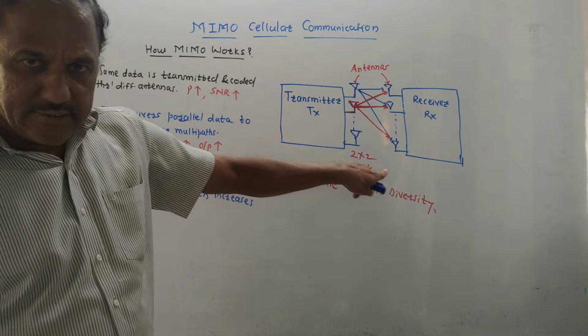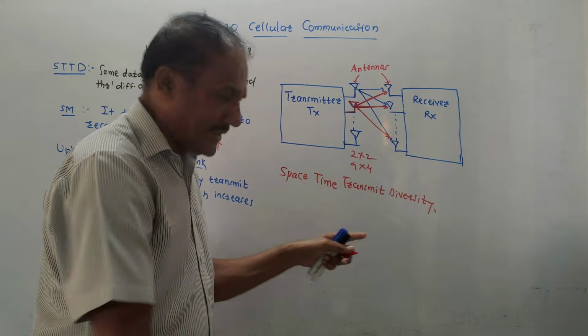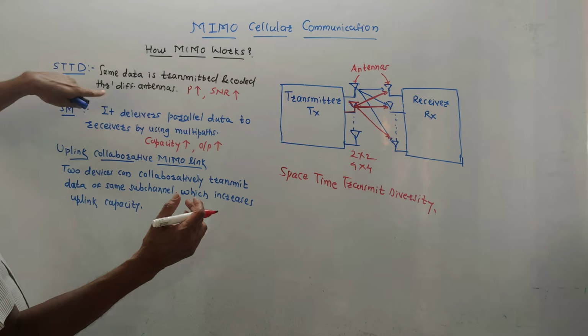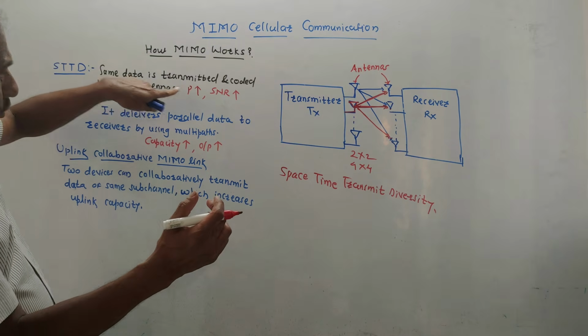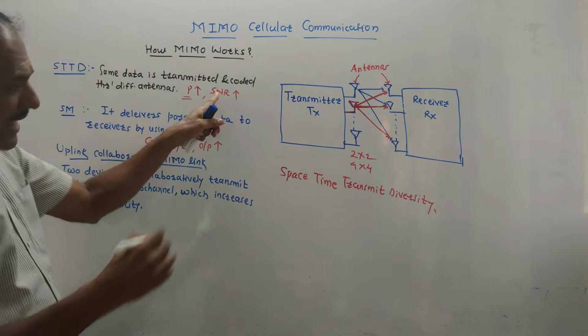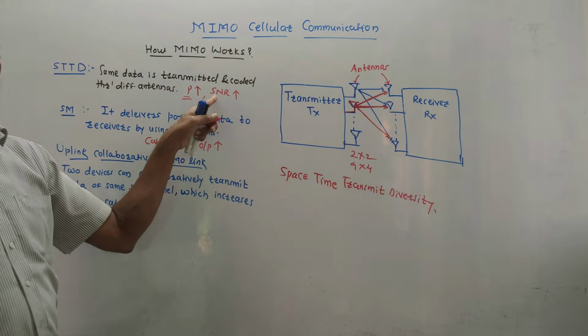4 input antennas and 4 output antennas are used. Likewise, it can be n into n system. So what we have written, the same data is transmitted and coded through different antennas. So power of the transmission gets increased. P stands for power, and signal to noise ratio, that is SNR, also gets increased.